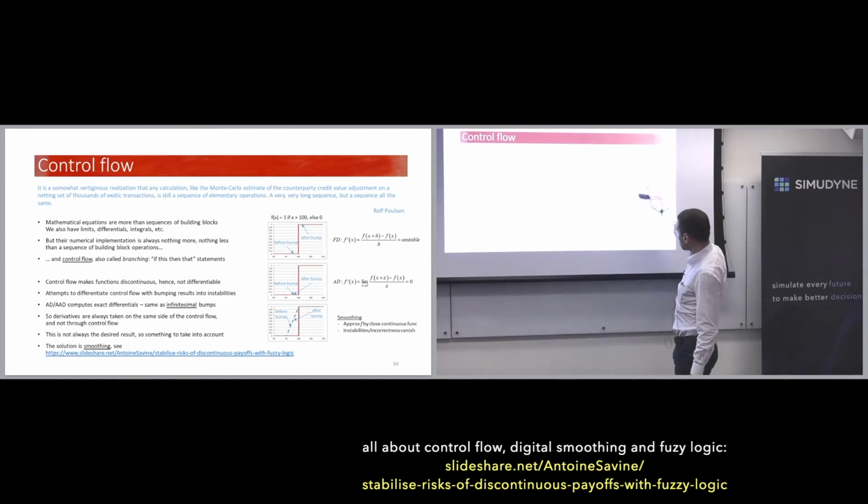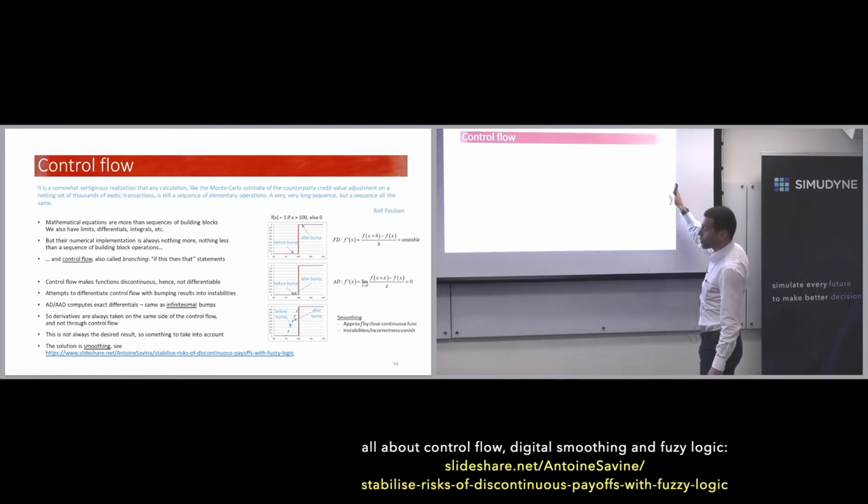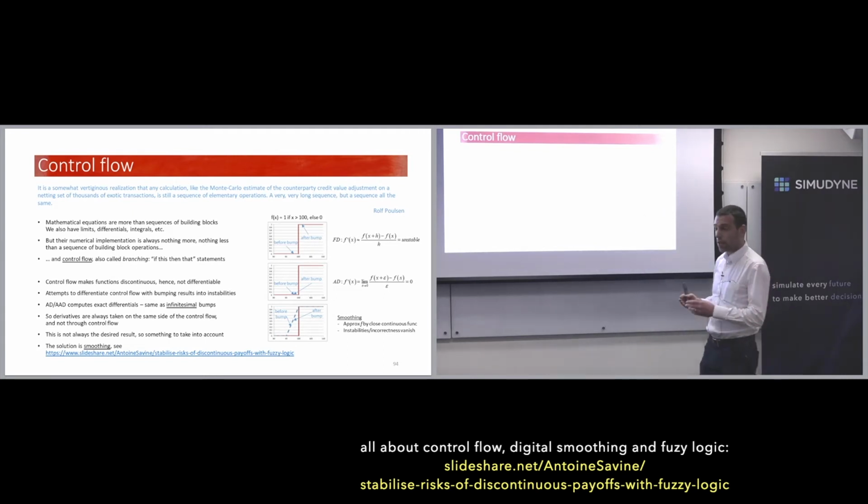And that's actually well known. You can do the test. You can try to differentiate a digital. You will not like the result. Now, with AD, AD doesn't apply any bumps. AD is an analytic differentiation. So conceptually, it applies an infinitesimal bump. Which means that you will always be on the same side of the control flow, before and after, right?